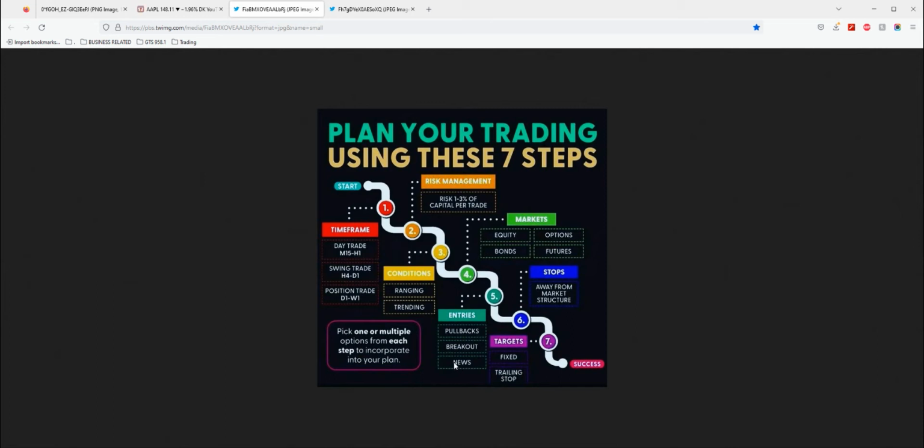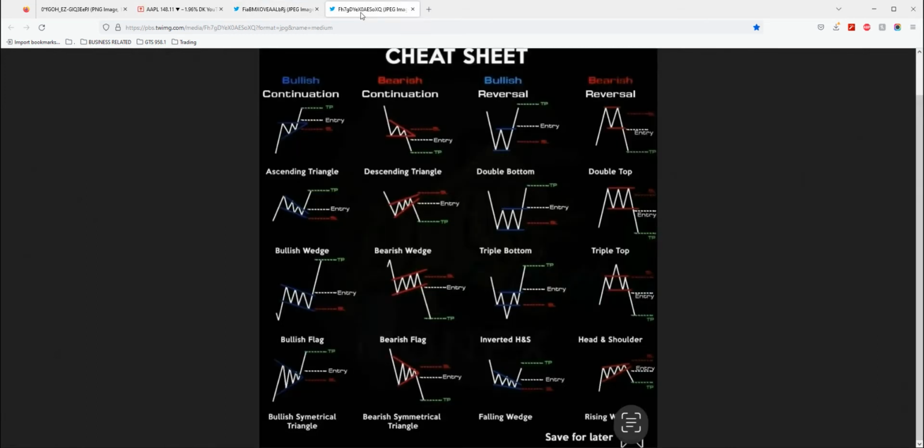And later we're going to have our stop. We're going to choose our targets, and eventually, when we go through these 7 steps, our trade should result in success. Okay, so before we go to Apple stock, I want to show you guys these patterns.